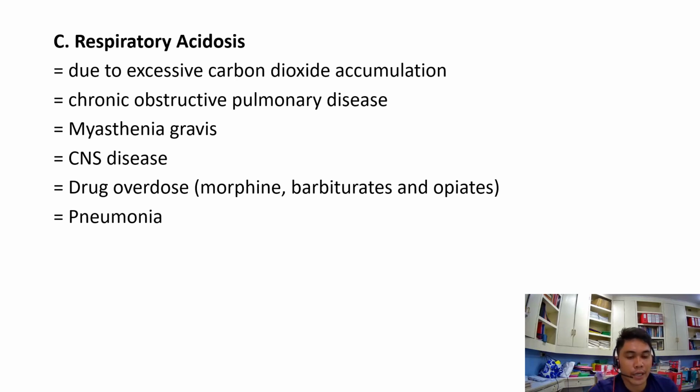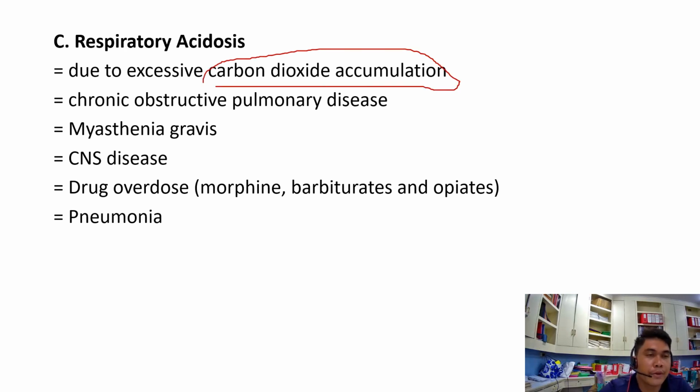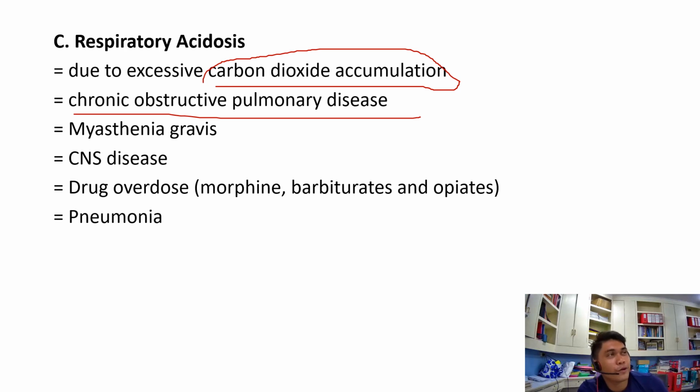Next is respiratory acidosis. Respiratory acidosis is due to excessive carbon dioxide accumulation. The first cause of carbon dioxide accumulation is COPD, chronic obstructive pulmonary disease. COPD is one of the diseases associated with smoking. Cigarette smoking can cause COPD, and secondhand smoke can also cause COPD. I'm not sure about vaping, but I think vaping can also cause COPD, a long-term effect of vaping.